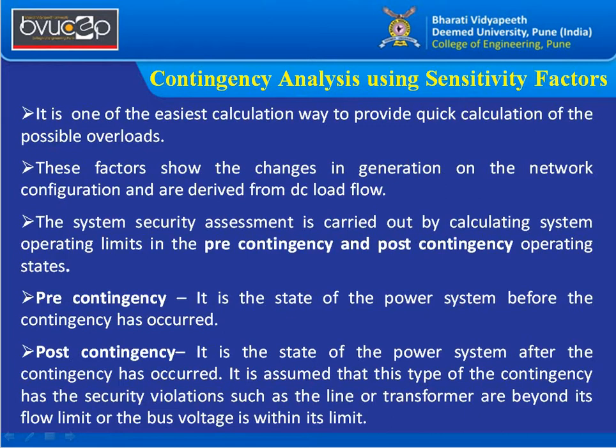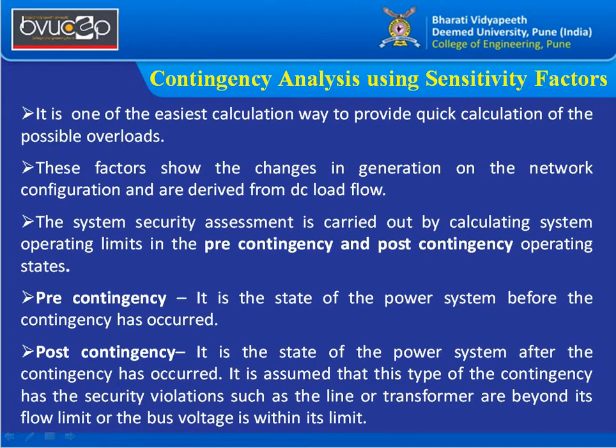Pre-contingency is the state of the power system before the contingency has occurred. That is the normal operation of the power system, with normal load flow studies, where we can go with AC or DC load flow. Post-contingency is the state of the power system after the contingency has occurred.